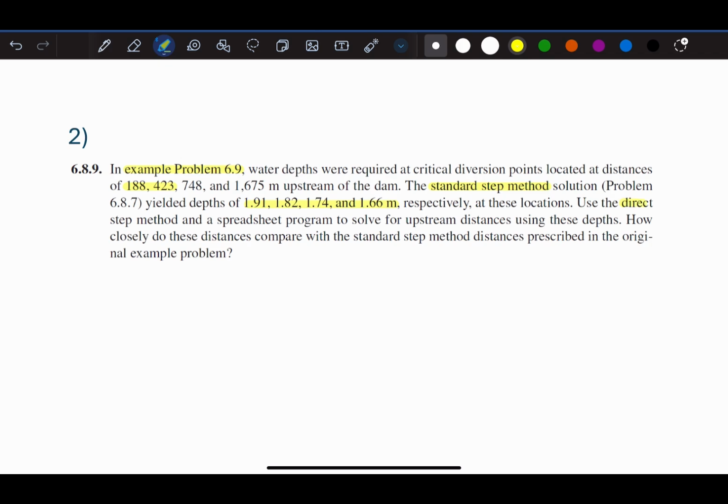And in this question, we need to use the direct step method, and we are going to use a spreadsheet program again. This time, we are going to find upstream distances using these depths, so that we can compare if these distances are the same if we use these same depths in a different method, which is the direct step method. Finally, we will see how closely these distances compare with the standard step method prescribed in the original example problem, which is 6.9.